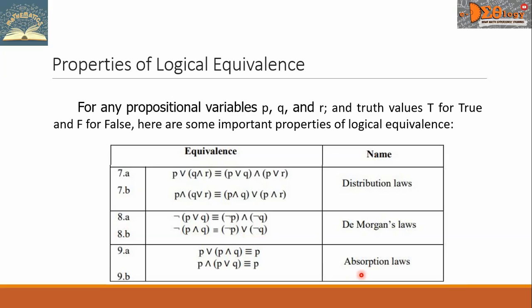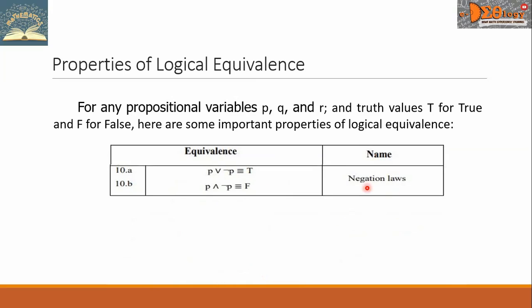Number 9 is absorption laws. We have two parts. 9a, P or the compound proposition P and Q is logically equivalent to P. 9b, P and the compound proposition P or Q is logically equivalent to P.